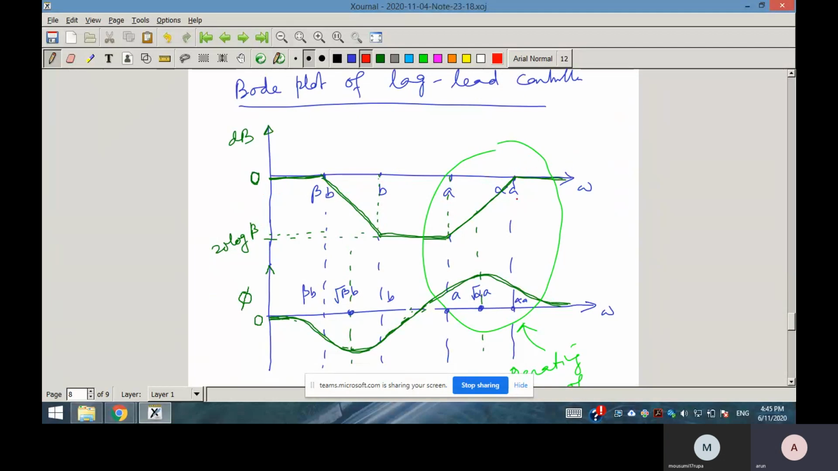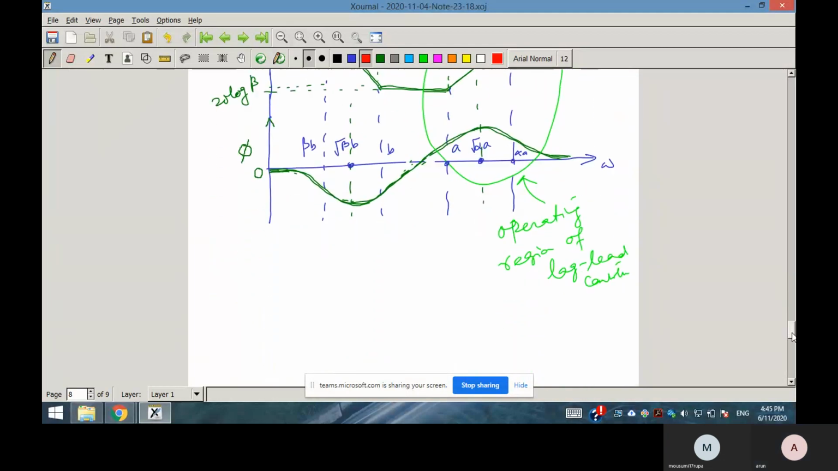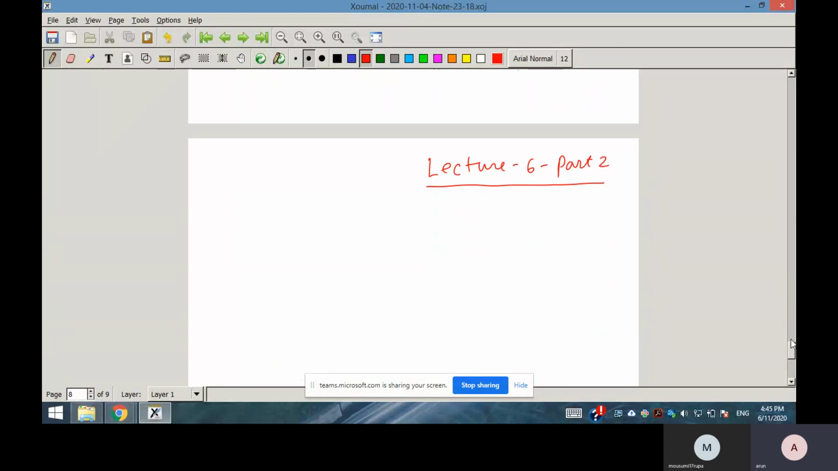But this is not the reason why we are considering alpha beta equal to 1. The reason, as I said in the last class, is to simplify the design procedure that we will be seeing now. So now, the design of the lag lead controller.